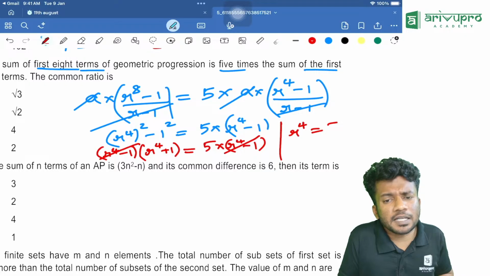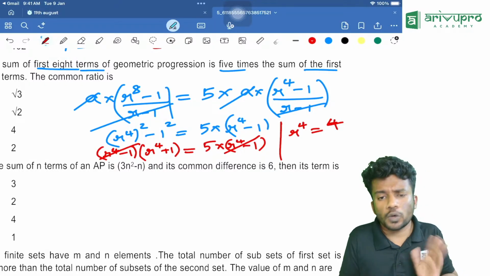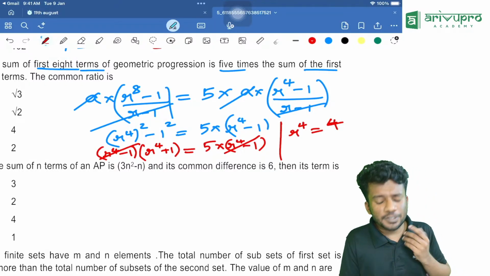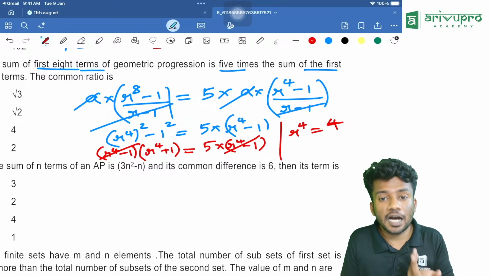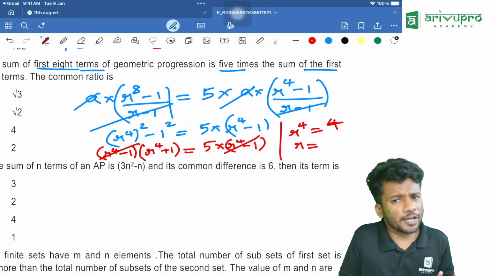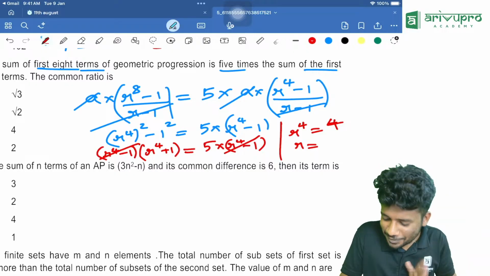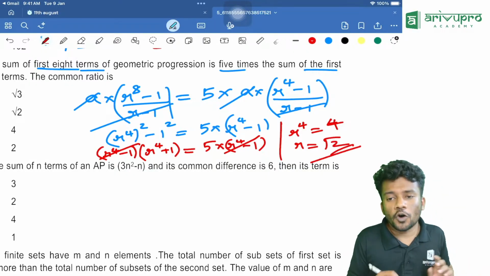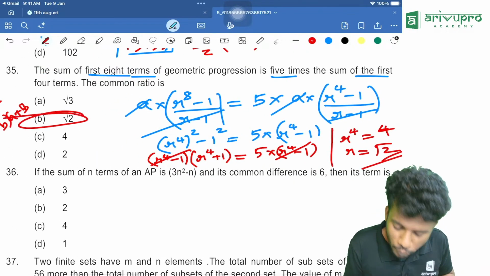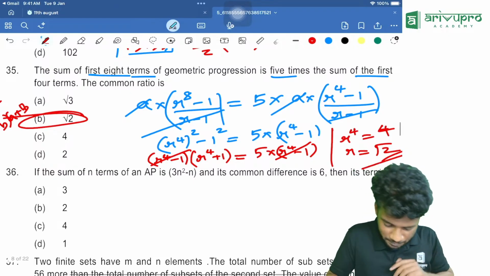So instead of 5 minus 1, I can write it as what? 4. Now, R raised to 4 is equal to 4. Then R value will be how much? You can try the options, or if you know it directly, you can go for the answer. That is nothing but root 2. R is equal to root 2. Option B is your answer.